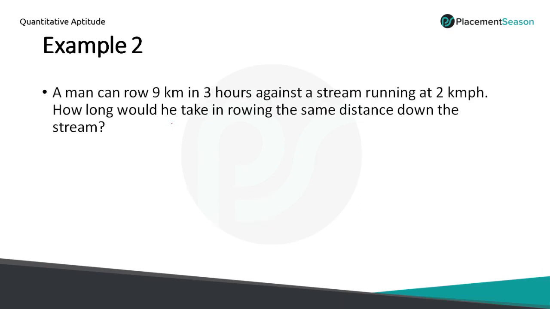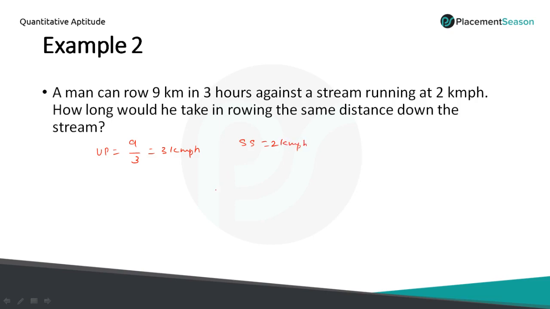A man can row 9 km in 3 hours against a stream which is running at 2 km per hour. How long would he take in rowing the same distance down the stream? So a man can row 9 km in 3 hours. So upstream speed equals 9 km in 3 hours, distance by time, so 3 km per hour. And the stream is running at 2 km per hour. Stream means speed of the stream is 2 km per hour.